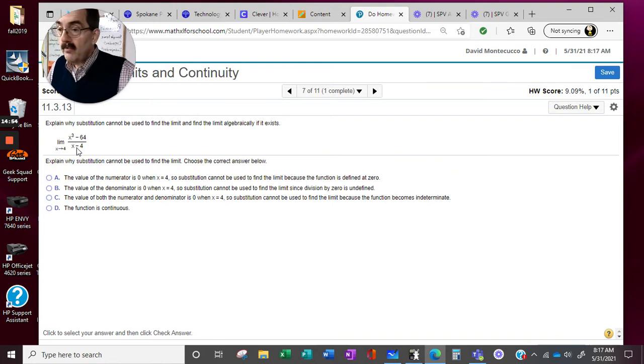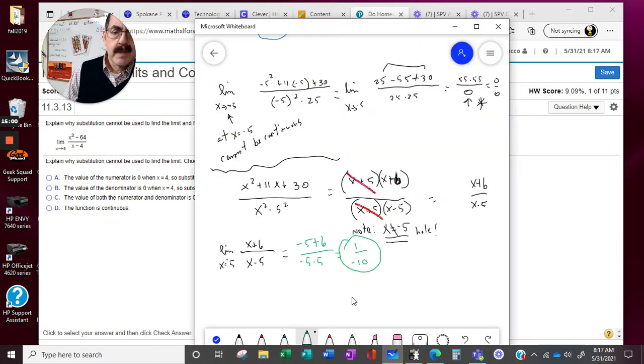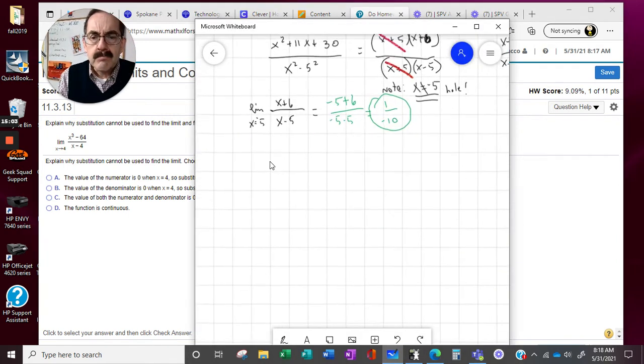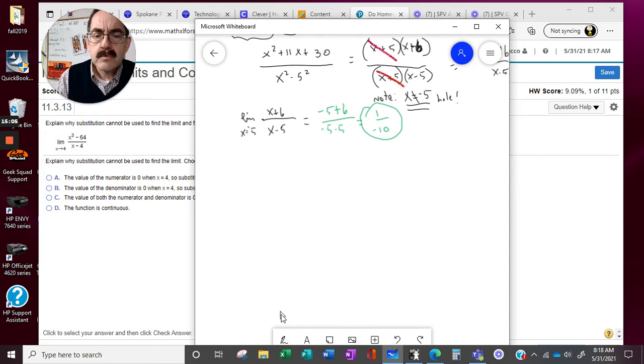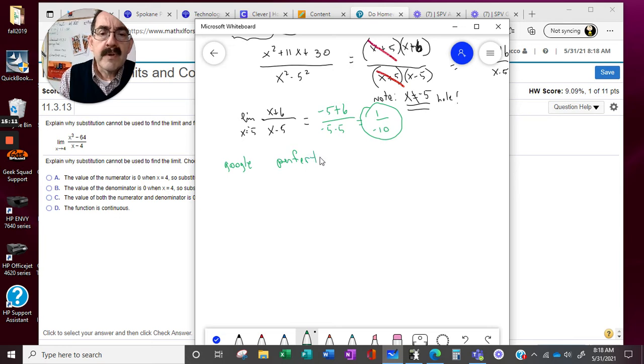So as we approach 4, we can't have that. Now this is a perfect cube, and we'll have to Google perfect cubes, right? Google perfect cubes. X cubed minus 4 cubed.